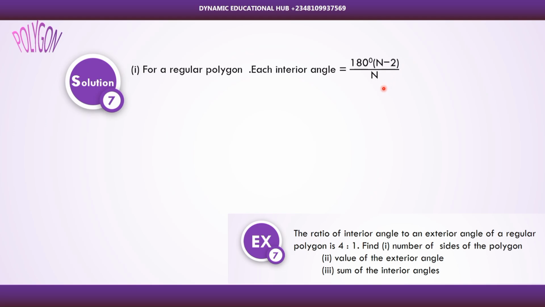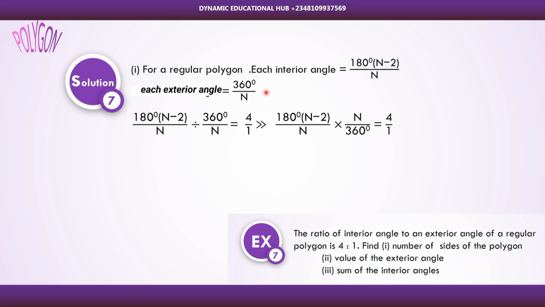Since in the question we are given the ratio of the interior angles to the exterior angles, we need to find the ratio of the formula. Now each exterior angle is given as this for a regular polygon. Now finding the ratio means we are dividing it, the ratio of the interior to exterior. So interior is 180 degrees n minus 2 over n divided by, which means we are doing ratio, 360 degrees over n, and it's given as 4:1, which is 4/1.